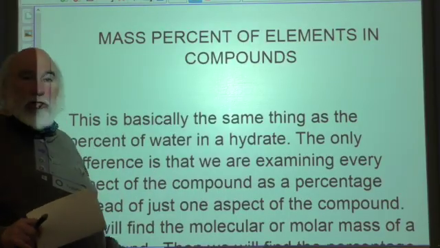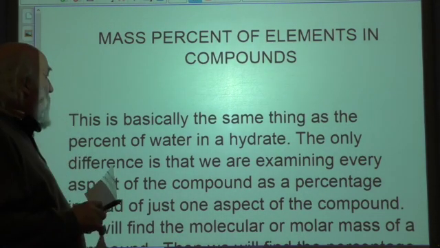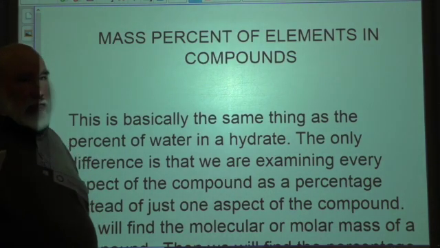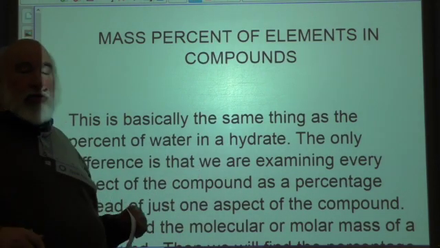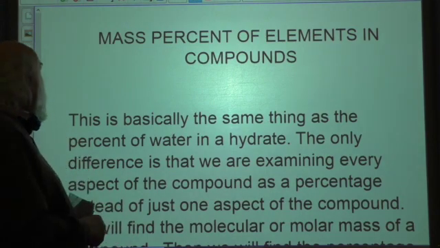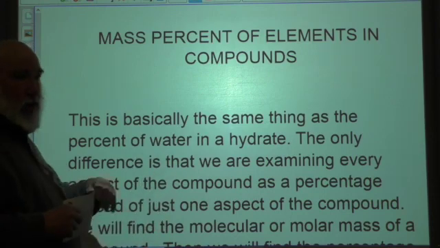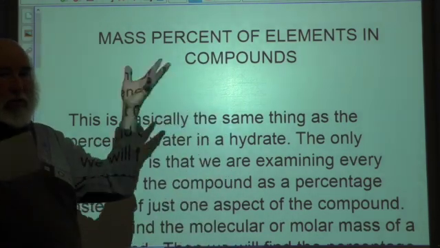Okay, this last section in the ionic compound chapter deals with mass percent of elements in those compounds. Now, this is pretty much the same idea as the percentage of water in a hydrate, except now we're looking at every individual entity within the compound. So, again, you have to find the total mass, and you take each element's total mass divided by the total mass of the compound times 100%. It's that simple. So let's take a look at some examples here.